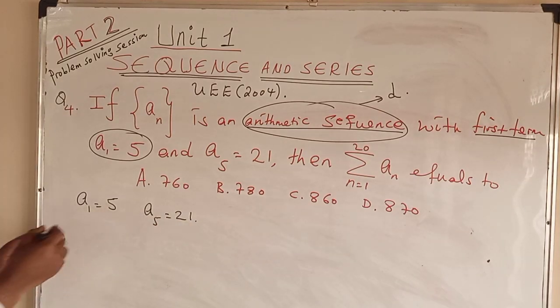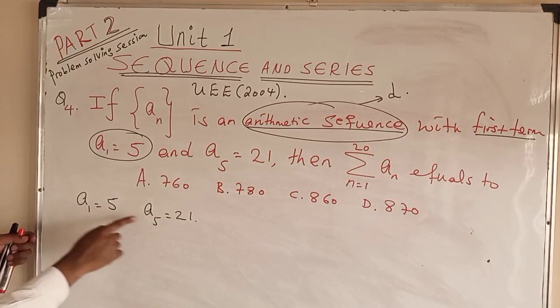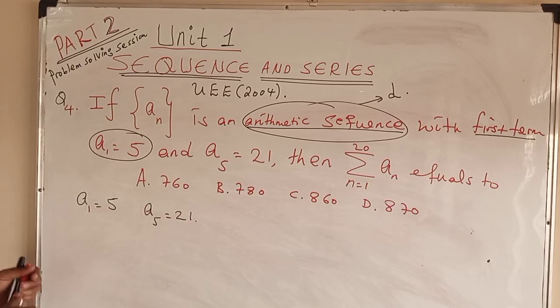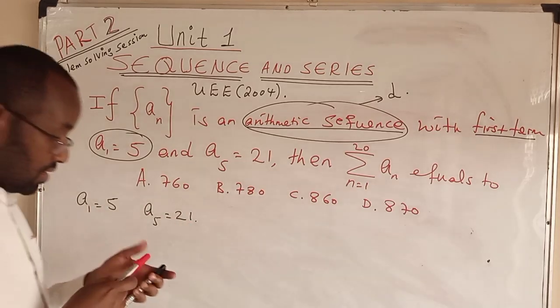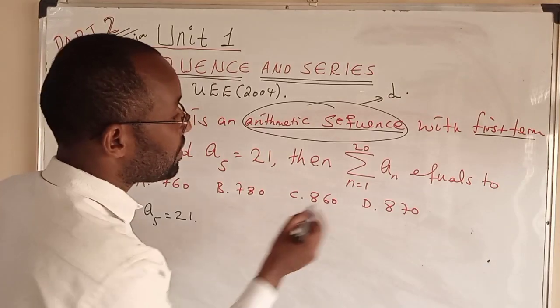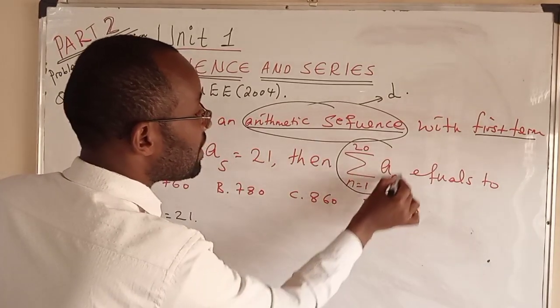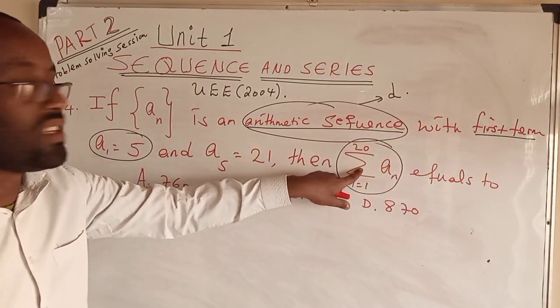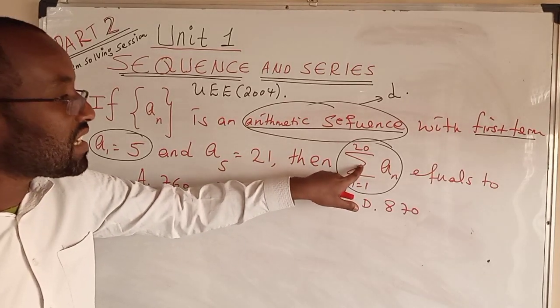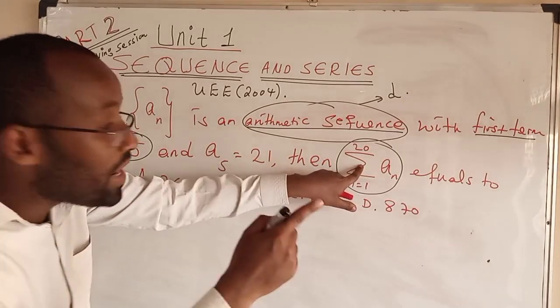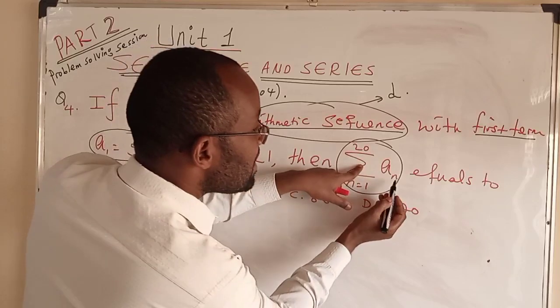So we are given two terms, the first term and the fifth term. They are given. Now what is the question here? Find the sum. This is not a sequence, rather it is a series. So the sum of the sequence where n starts from 1.